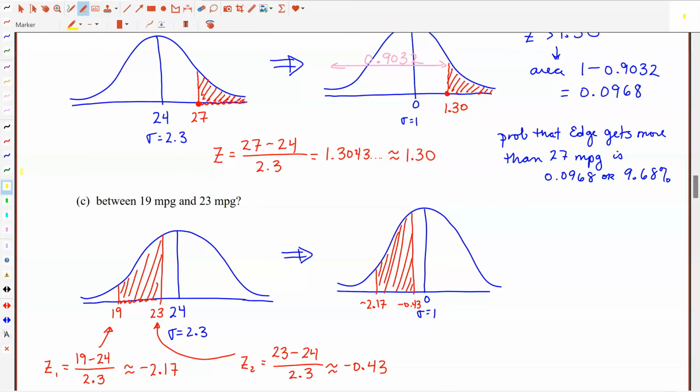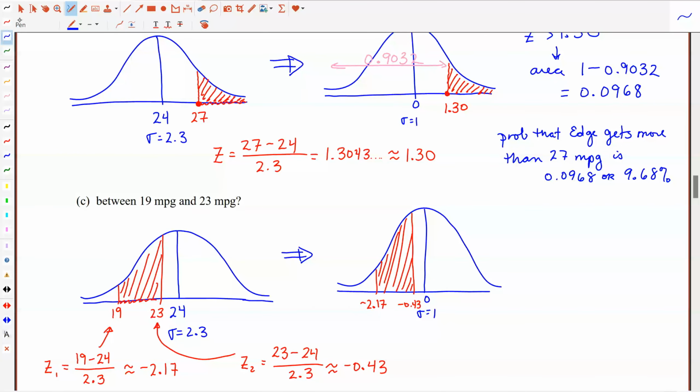All right, so my game plan is, remember that my table will always find the area to the left. So the first thing I'm going to do is find the area to the left of negative 0.43. That calculation is going to give me the area that I want, but it's also going to give me the area out here in the tail that I don't want. So the second thing we're going to do is find the area out here in the tail that we don't want. That's going to be the area to the left of negative 2.17. If I subtract that off of the other area that I found, it's going to give me what's left, which is the region that I ultimately want to find. So let's go ahead and start getting some of those numbers.